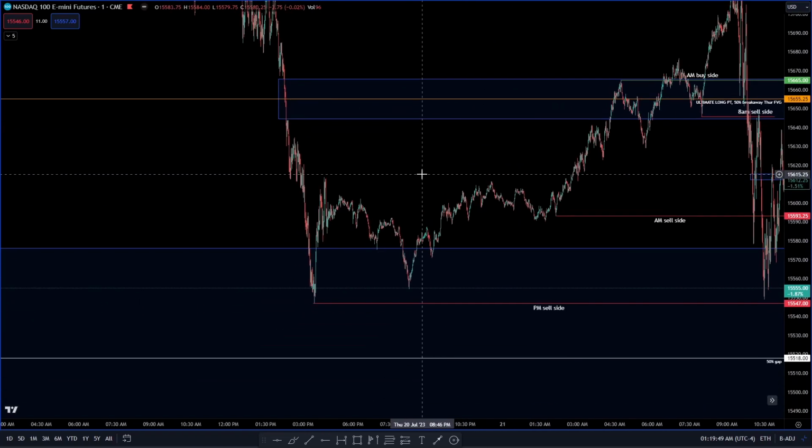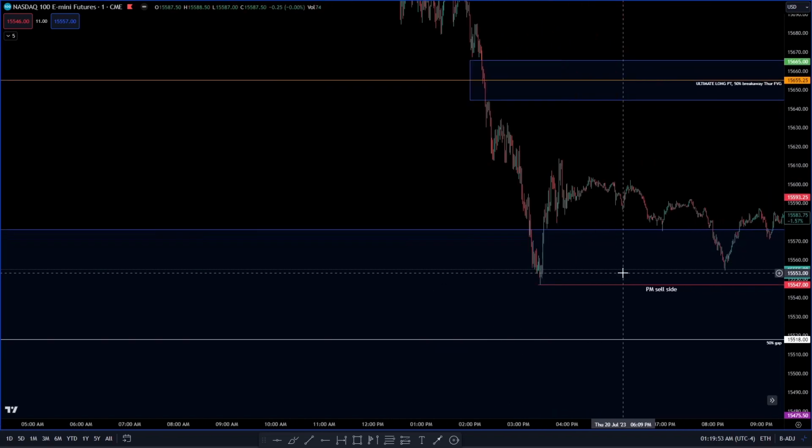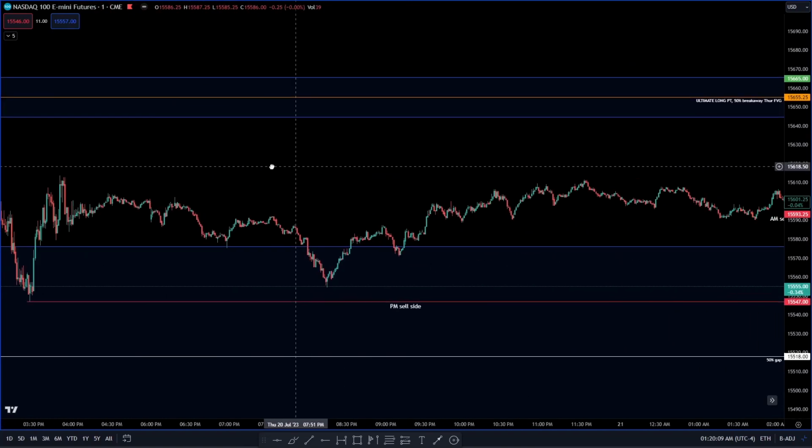Now this is very, very important. PM sell side on Thursday. So what that means is during the afternoon session on Thursday, we form this low, and we can see it's a very important low as well because we had a very dramatic bounce off of it. So there's going to be a lot of stops lying right below this level. Long stops are going to be lying right below this level.